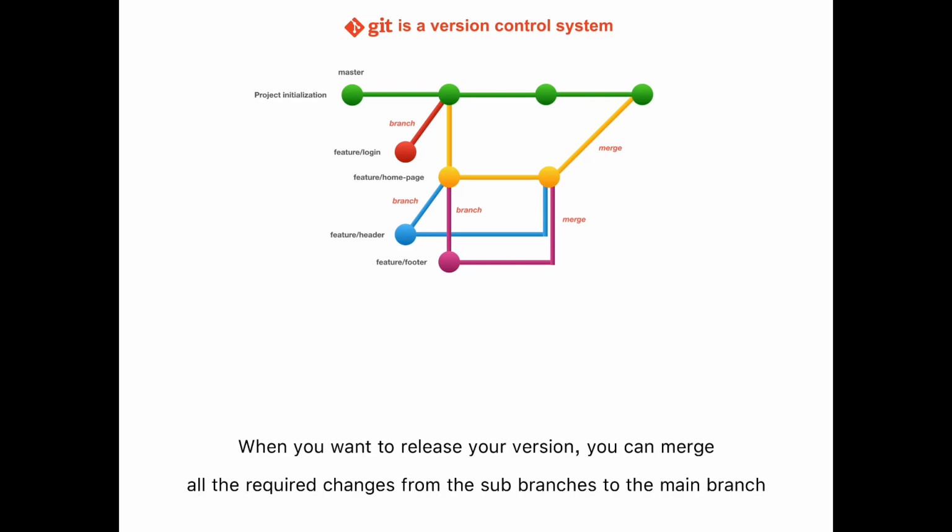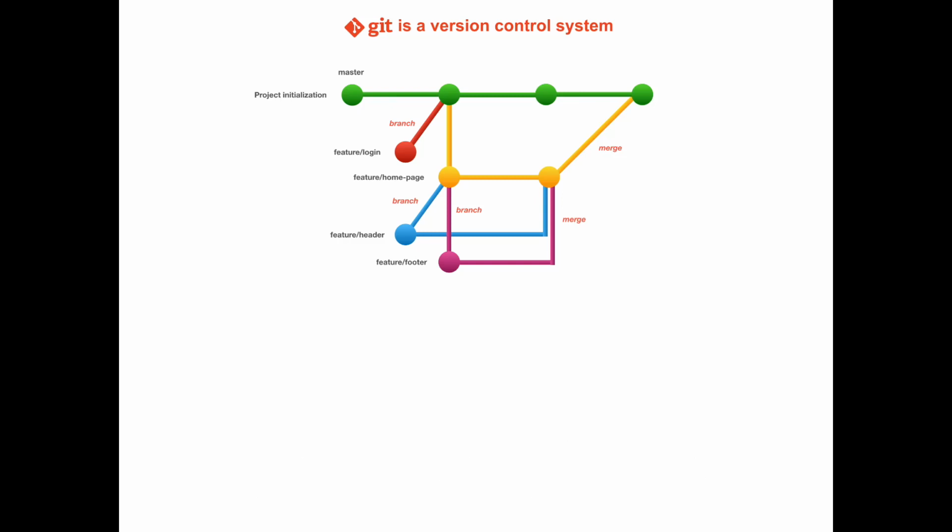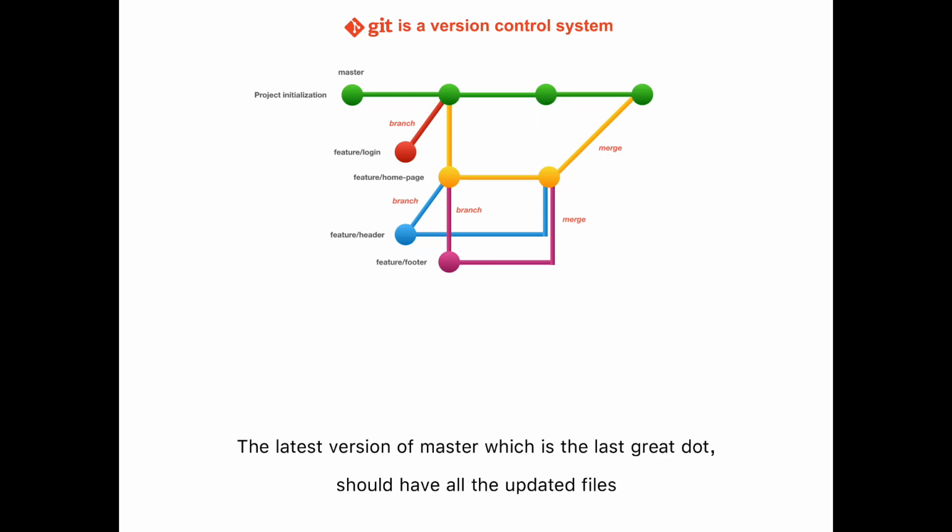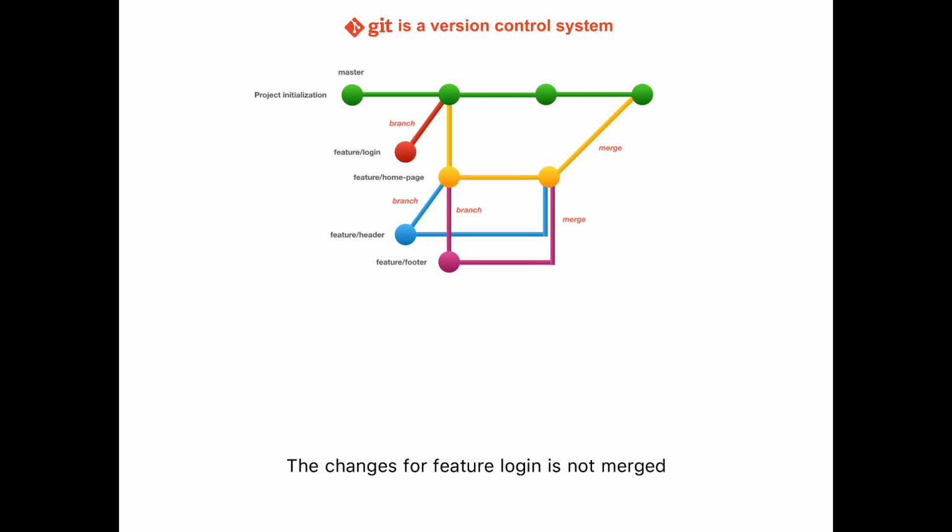When you want to release your version, you can merge all the required changes from the sub-branches to the main branch. We can ship out the final version from master or branch. Here we are merging all our files back to master, which is the branch where all our changes or updates will be reflected. The latest version of master, which is the last green dot, should have all the updated files. If you have noticed, the changes for feature login is not merged. We can have many branches like this one, which will or will not be shipped with the final version.